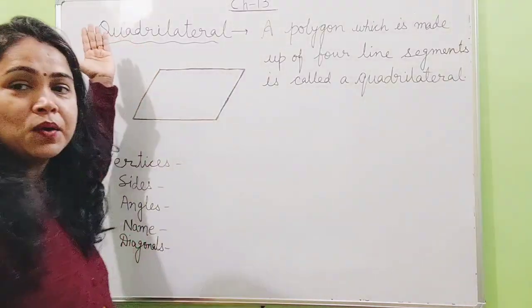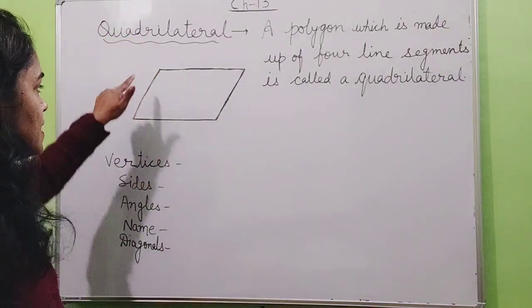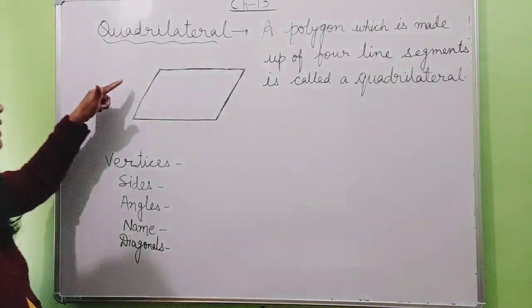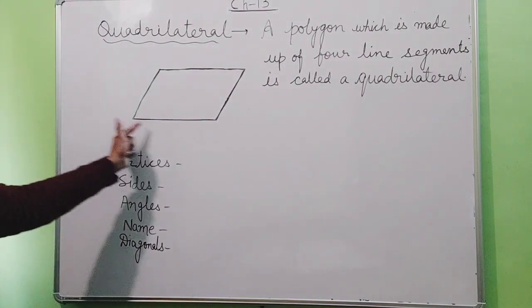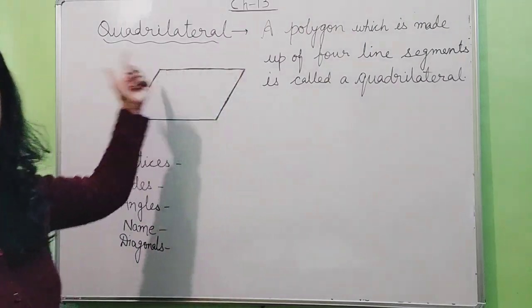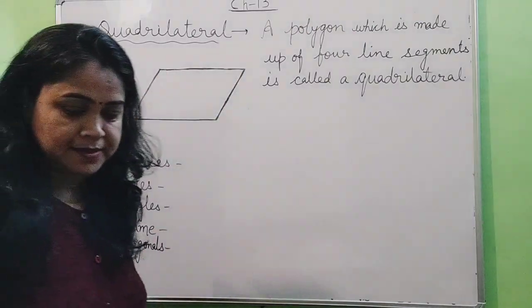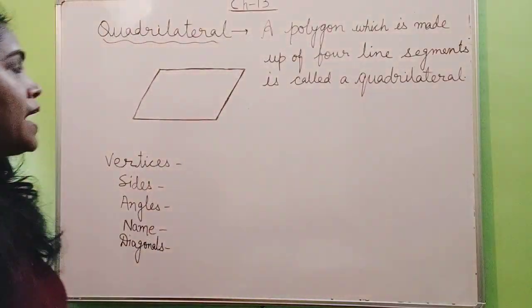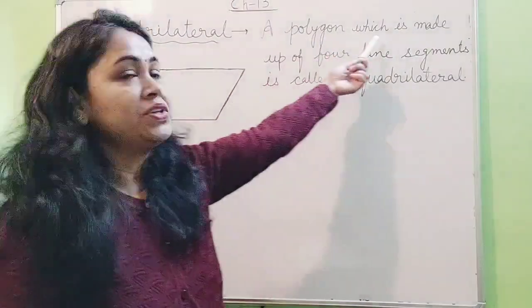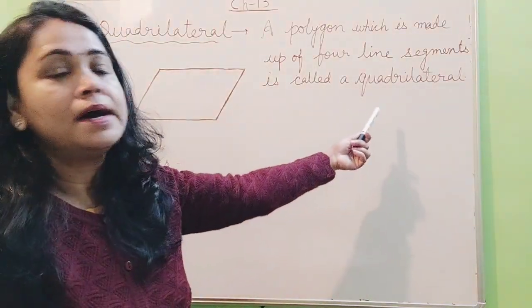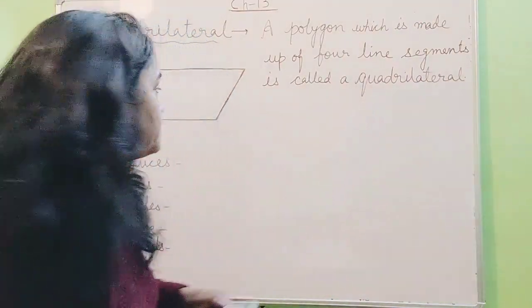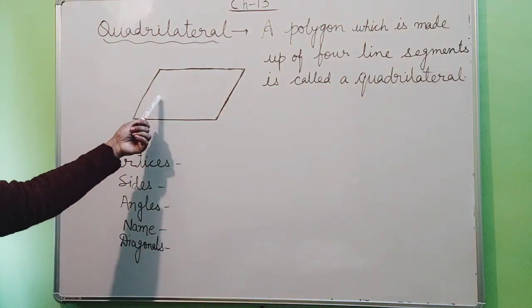They are called quadrilaterals. See in this figure, how many sides does it have? 1, 2, 3 and 4. It has 4 sides. So, we will say that a polygon which is made up of 4 line segments is called a quadrilateral. So, we will take an example here.